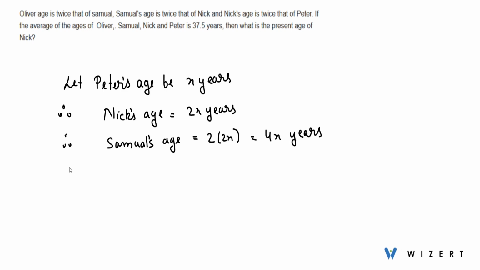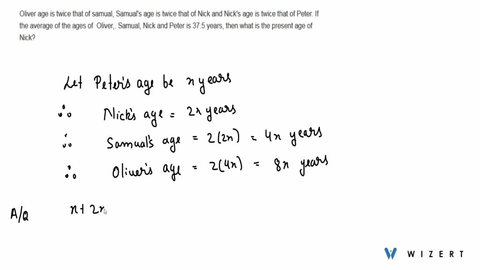And again, Oliver's age is twice that of Samuel, so Oliver's age will be 2 multiplied by 4x, which is 8x years. Now it has been given that the average of their ages is 37.5 years. So according to the question, x plus 2x plus 4x plus 8x upon 4 will be equal to 37.5.